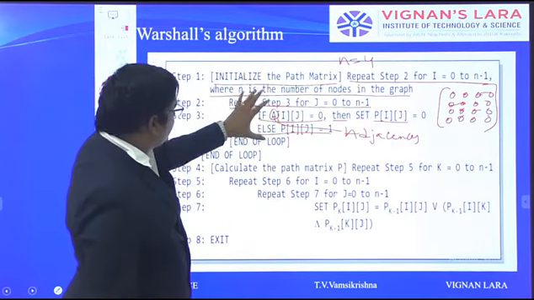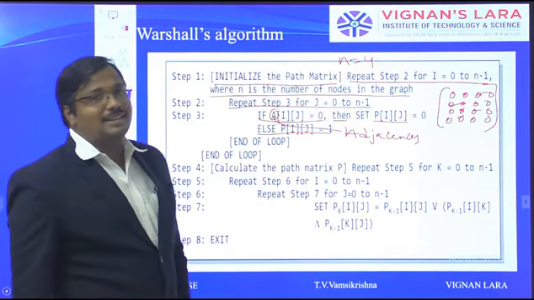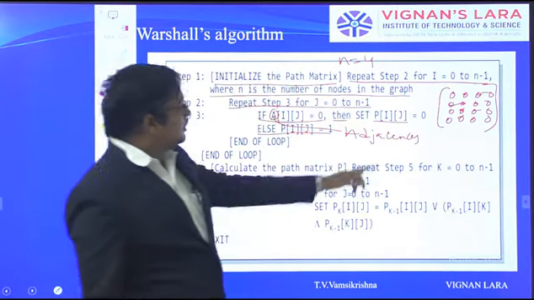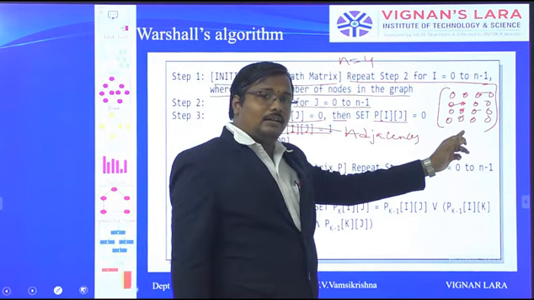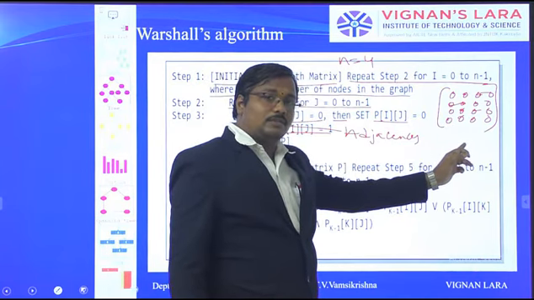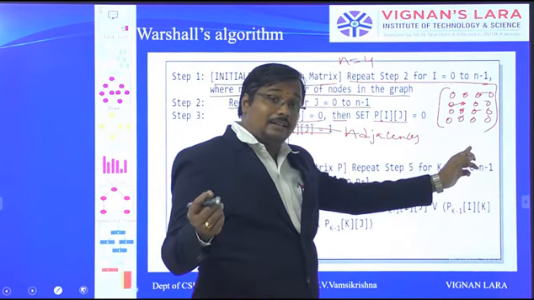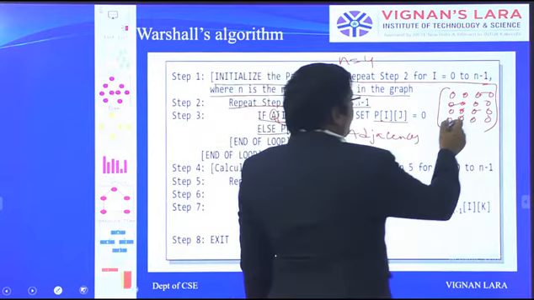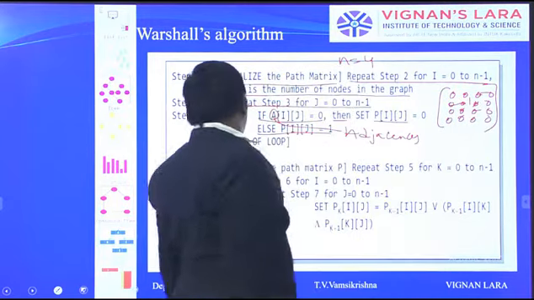So like that we are initializing the path matrix first. Initially we are defining the matrix as zeros. Where the edges exist, there we are replacing with 1. Right? This is the first case.